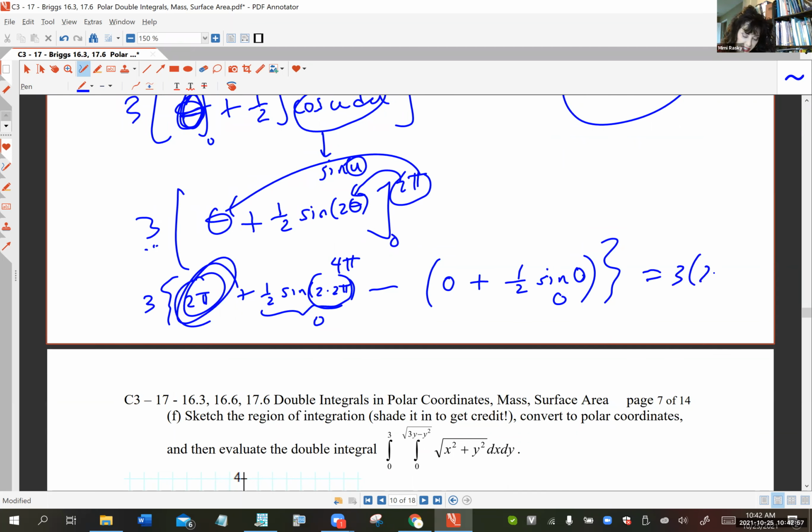And so my final answer is 3 times 2 pi, which is 6 pi. And we were doing a volume problem, so cubic units. Woohoo! Yikes. And we're done with that example.